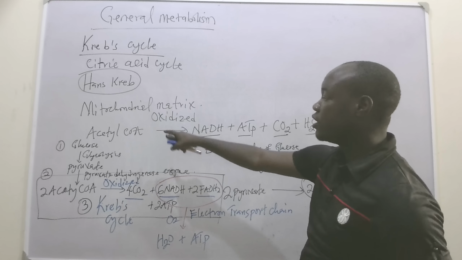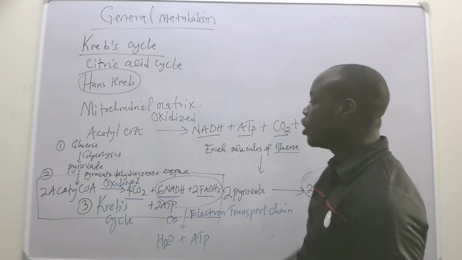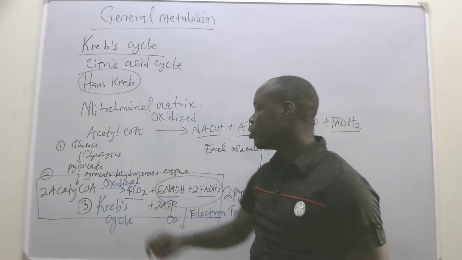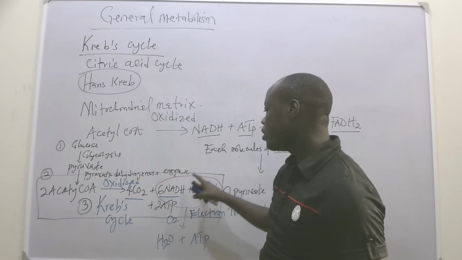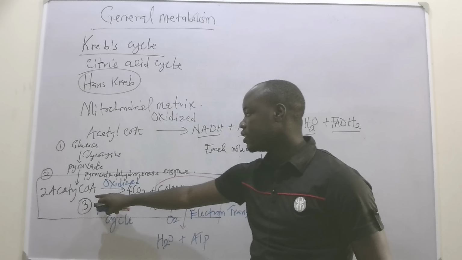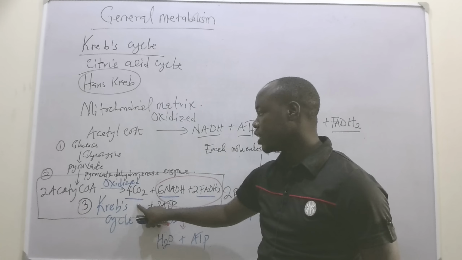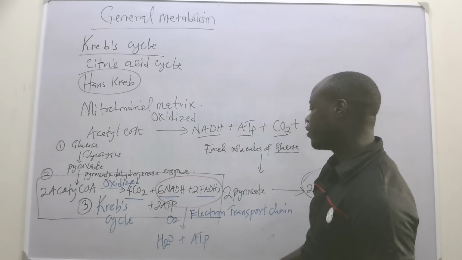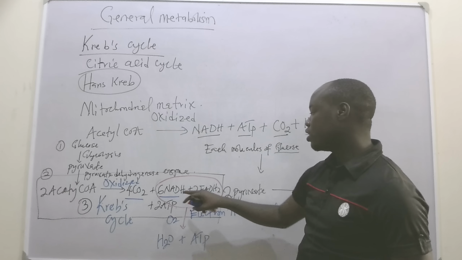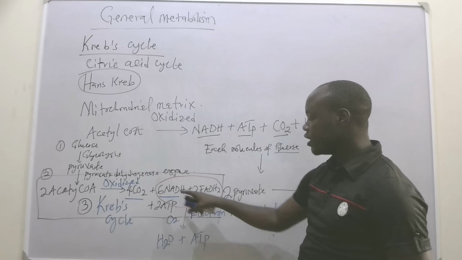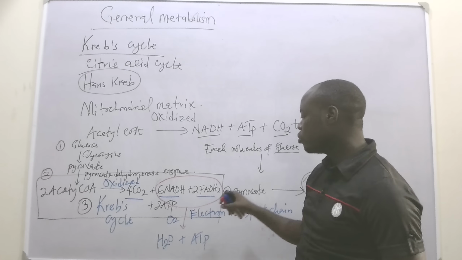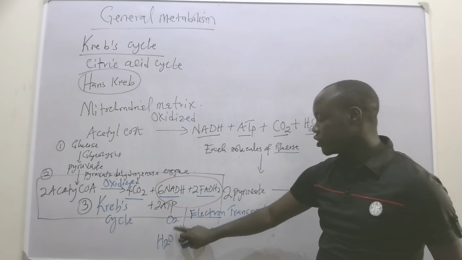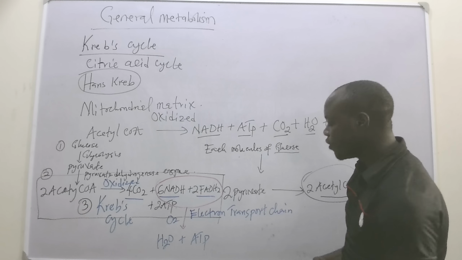So, ladies and gentlemen, these are the 4 steps of cellular respiration, where glucose is converted into pyruvate as the first step, then the pyruvate is converted into 2 molecules of acetyl CoA by the pyruvate dehydrogenase enzyme complex, that is the second step. And then the third step is the Krebs cycle, where 2 molecules of acetyl CoA will undergo oxidation to generate 6 molecules of NADH and 2 molecules of FADH, and then these will enter the electron transport chain to reduce oxygen molecules to water and generate ATP.